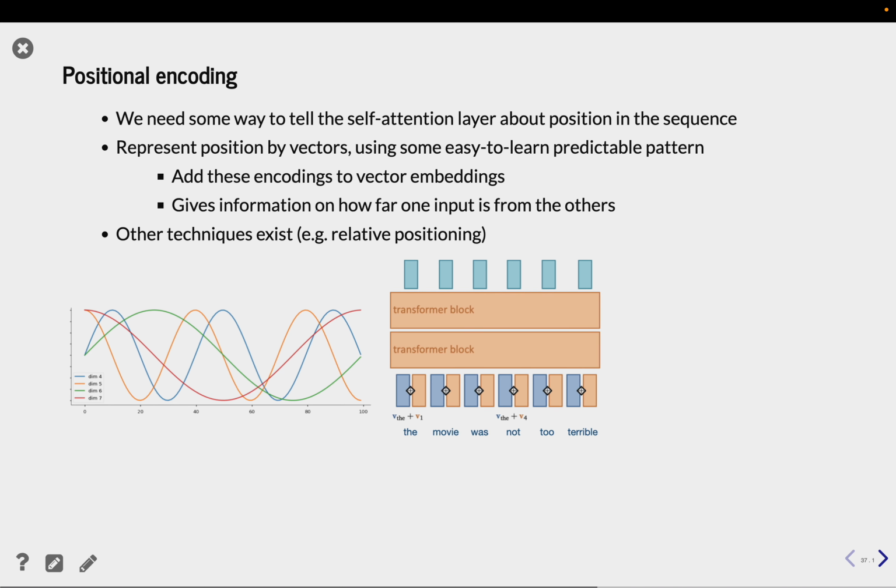Right. Cool. Now, one thing we haven't touched upon yet is that so far these are all set-based models, so the order of the inputs doesn't matter. So if you have a sentence like, the movie was not too terrible, or the terrible was not too movie, we wouldn't be able to distinguish between those sentences. If we want to do that, and of course we want to do that, then we have to add a bit of information to our embeddings.